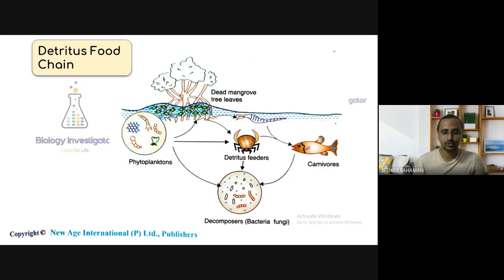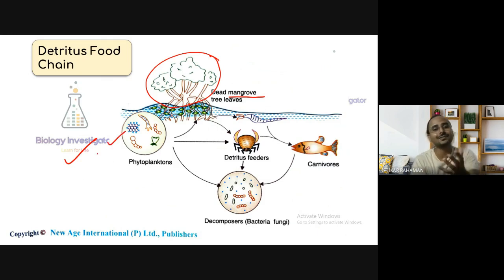For example, if you consider this is an ecosystem. So in this ecosystem, so there are some trees. And what are those trees? These trees are mangrove trees. Okay, these trees are mangrove trees. And obviously in the water body or water, there are some phytoplanktons. The phytoplanktons, they are producers. And they are living organ, living components.